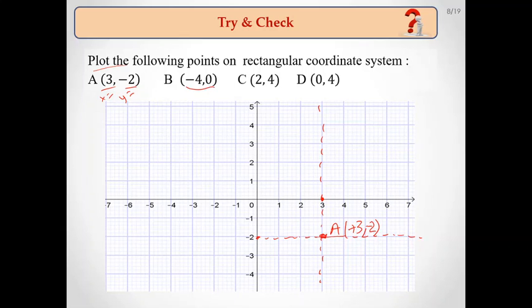Now negative 4, 0. On the x-axis, find x equal to minus 4. It's here, and then make the vertical line, and y equal to 0 is here. So this is the y-axis all the time, this is the x-axis, and then you take this horizontal line, and here we will have the intersection, minus 4, 0, it's B.